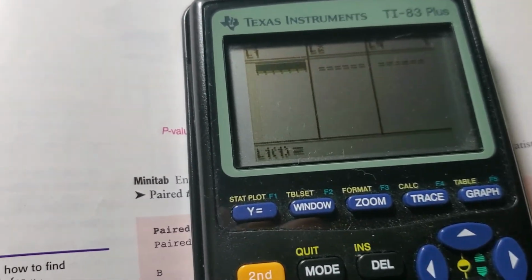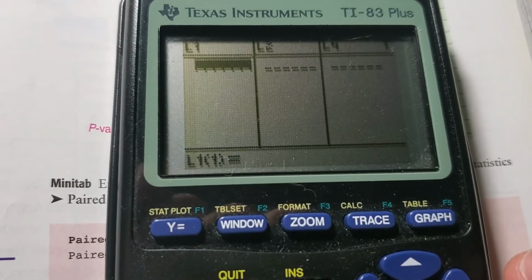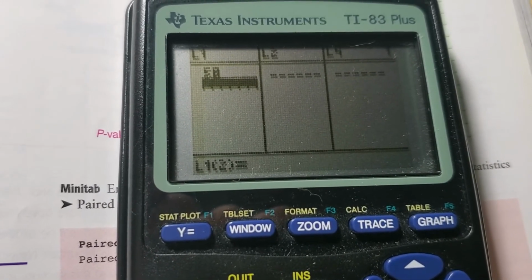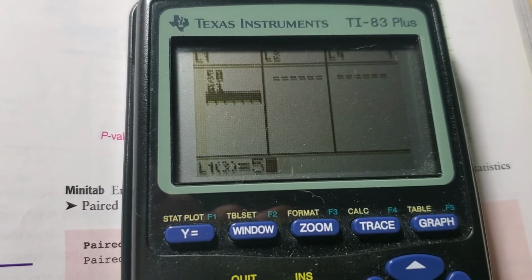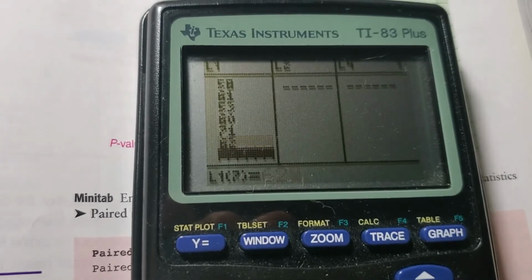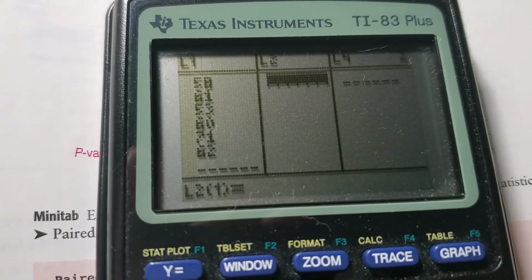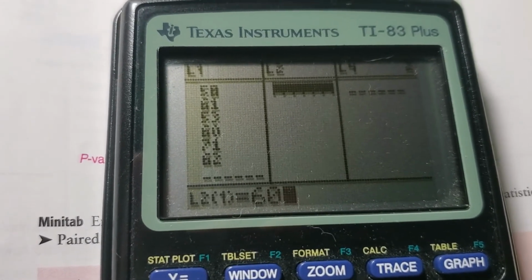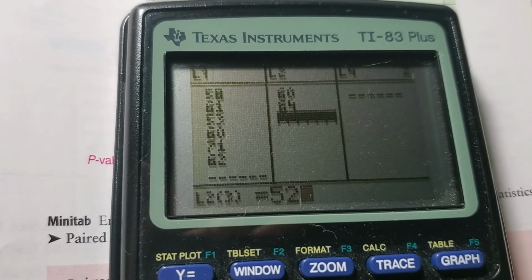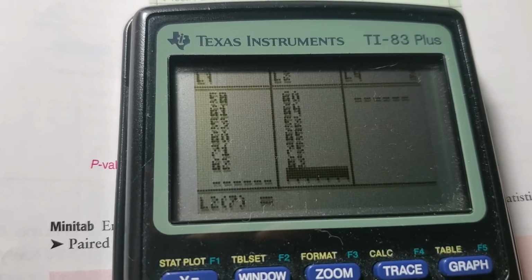Now, in guided exercise 2, we are given a table of values. So list 1 values are going to be 58, 61, 53, 60, 71, and 62. We're going to have a dependent data set, L2, it's going to be 60, 64, 52, 65, 75, and 63.